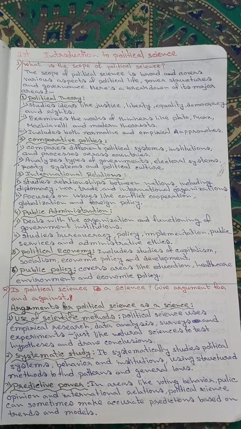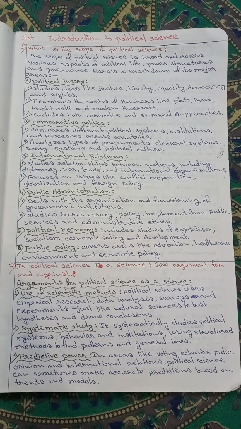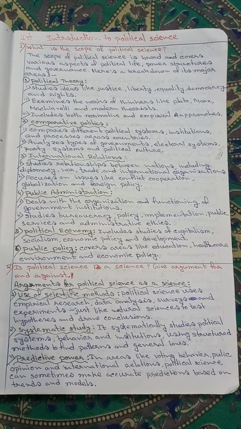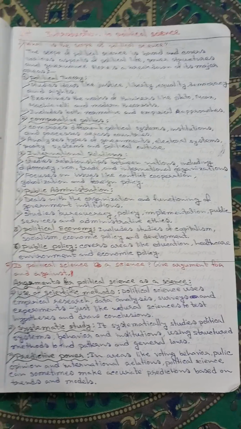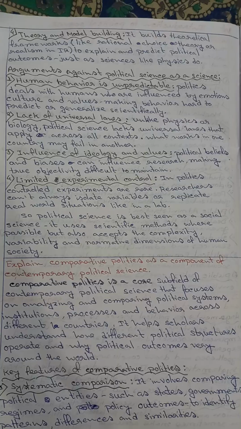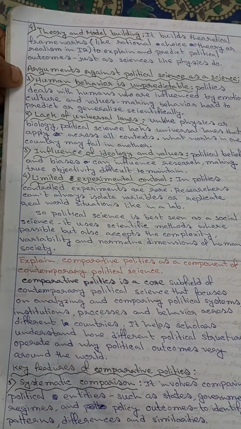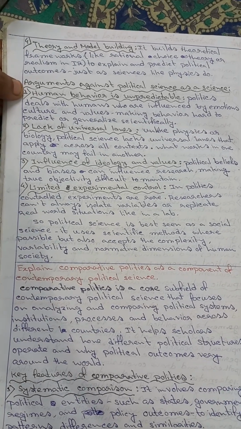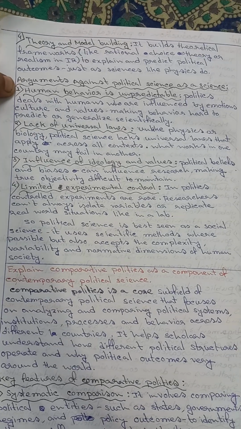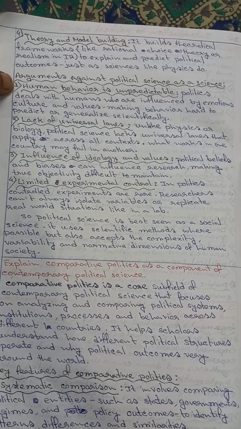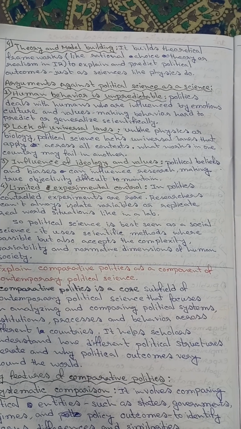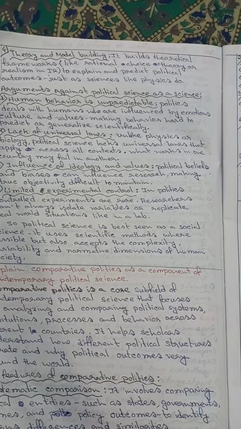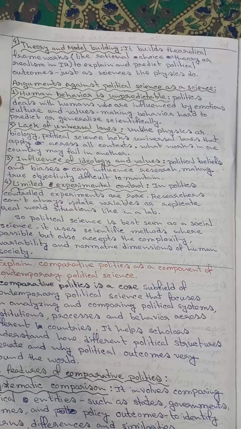And third is predictive power. In areas like voting behavior, public opinion, and international relations, political science can sometimes make accurate predictions based on trends and models. Fourth point is theory and model building. It builds theoretical frameworks like rational choice theory or realism in IR to explain and predict political outcomes, just as sciences like physics do.